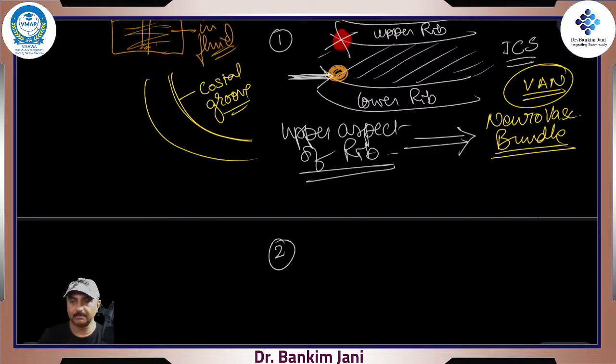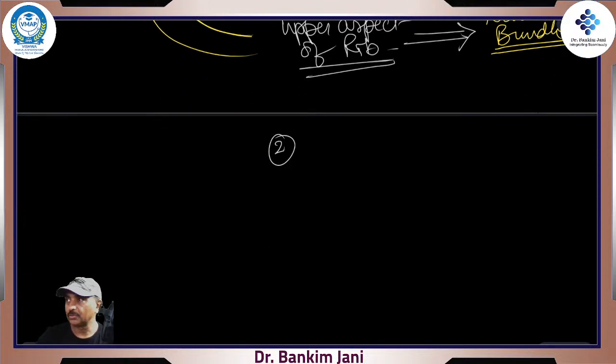Nowadays, we have good technology, right? So what can be done? Just take the ultrasound probe. Put the ultrasound probe and immediately you'll be able to see all these structures, right? So this is what is called the USG guided, or ultrasound guided procedure.